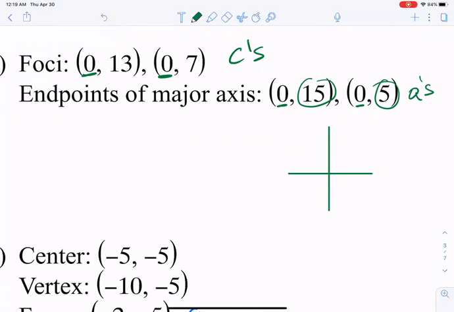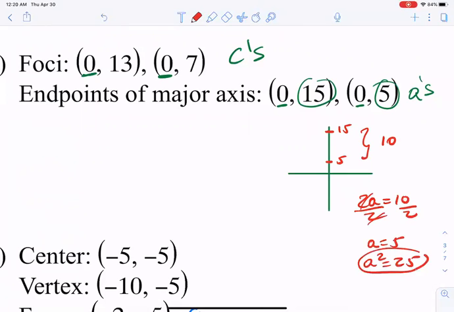So now this is what, a 0, and let's find the major axis first. So 0, 15, that's here. And then 0, 5, that's here, right? So this is my A values, right? 0 for X, and 5 for Y, 0 for X, and 15 for Y. Now I can find out what that is right away. The distance of this is 10. That implies that 2A equals 10. If I divide by 2, I get 5. And that implies that A squared is 25, right? I mean, you can do that right away.